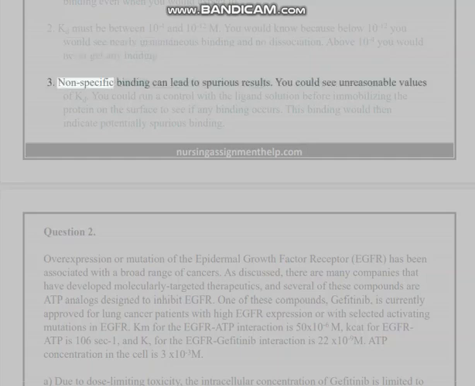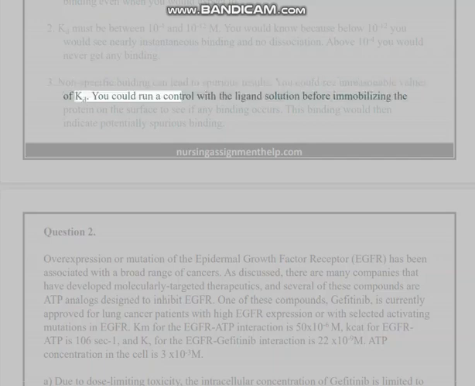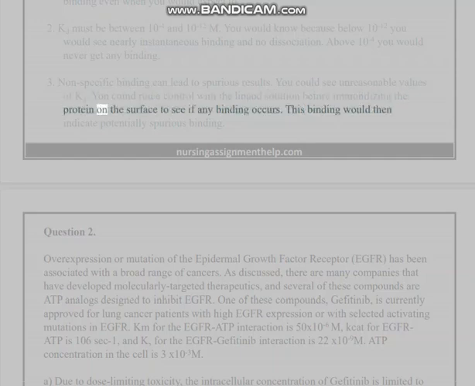3. Non-specific binding can lead to spurious results. You could see unreasonable values of KD. You could run a control with the ligand solution before immobilizing the protein on the surface to see if any binding occurs. This binding would then indicate potentially spurious binding.